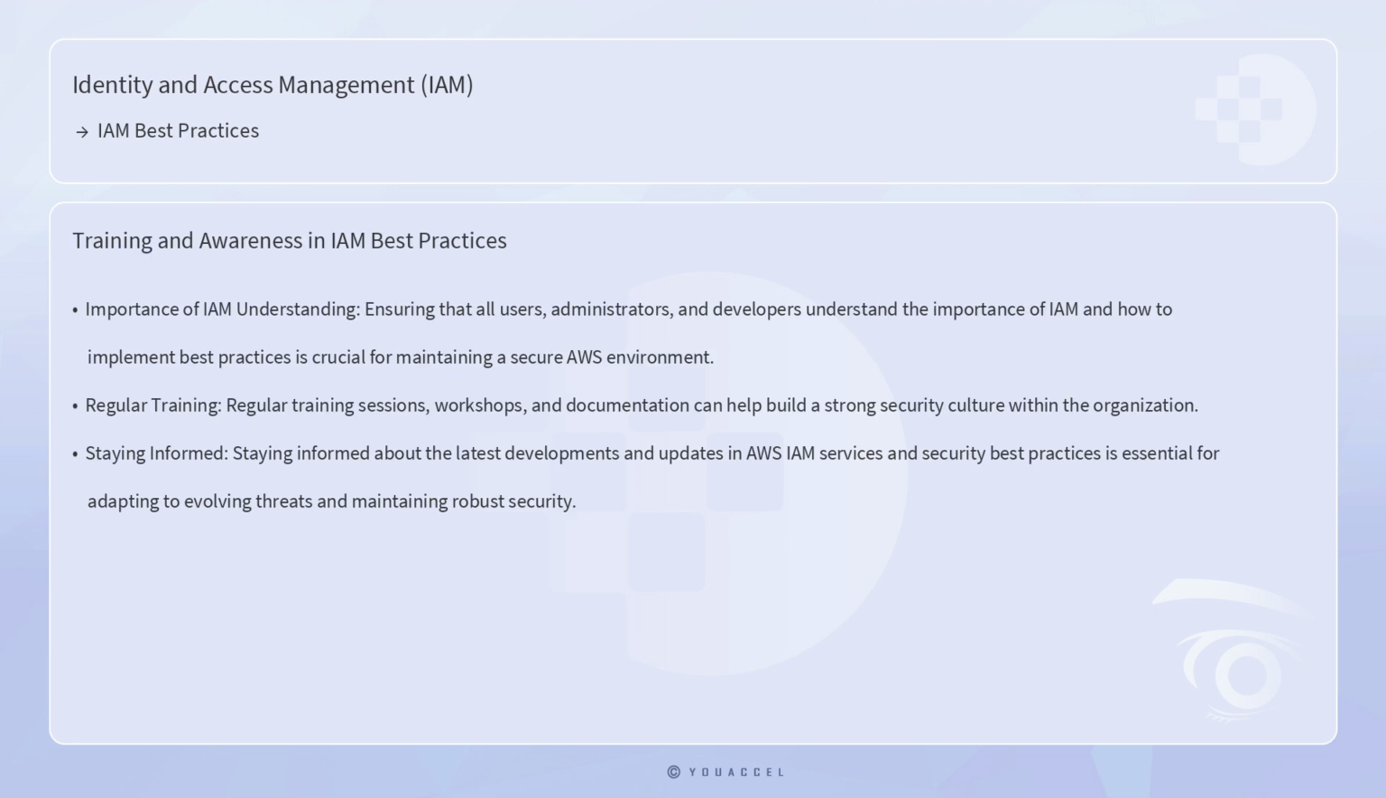Training and awareness are vital components of IAM best practices. Ensuring that all users, administrators, and developers understand the importance of IAM and how to implement best practices is crucial for maintaining a secure AWS environment. Regular training sessions, workshops, and documentation can help build a strong security culture within the organization. Additionally, staying informed about the latest developments and updates in AWS IAM services and security best practices is essential for adapting to evolving threats and maintaining robust security.